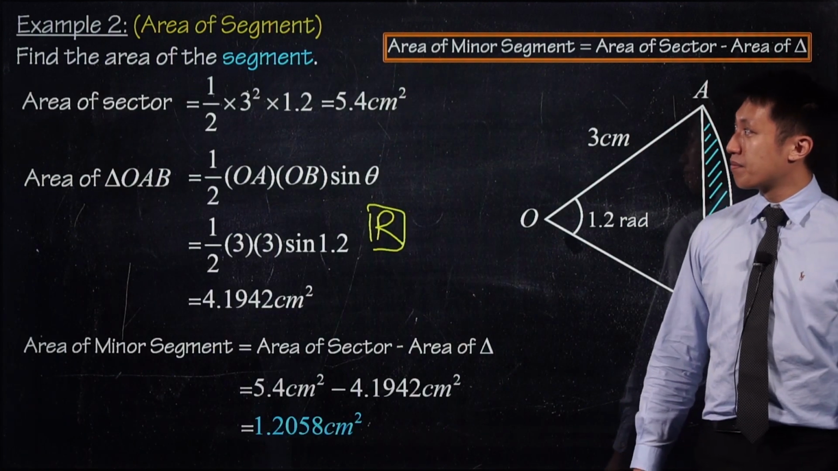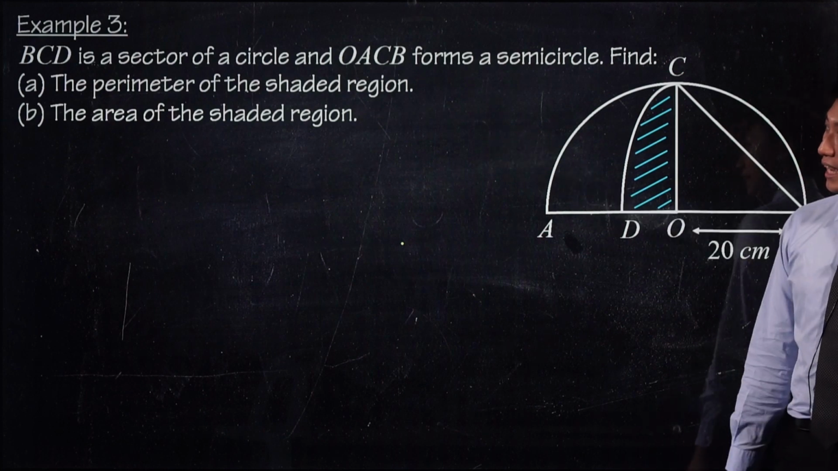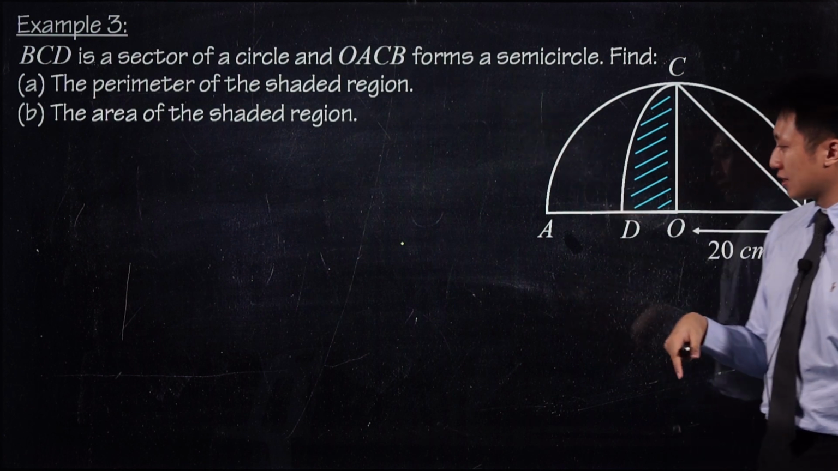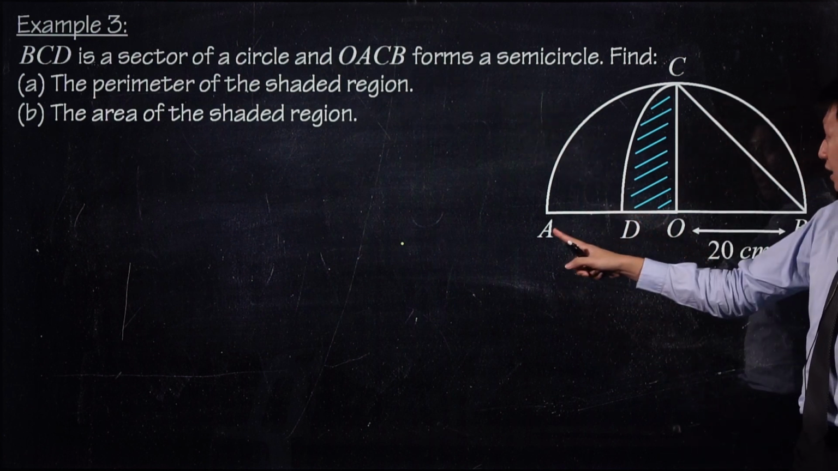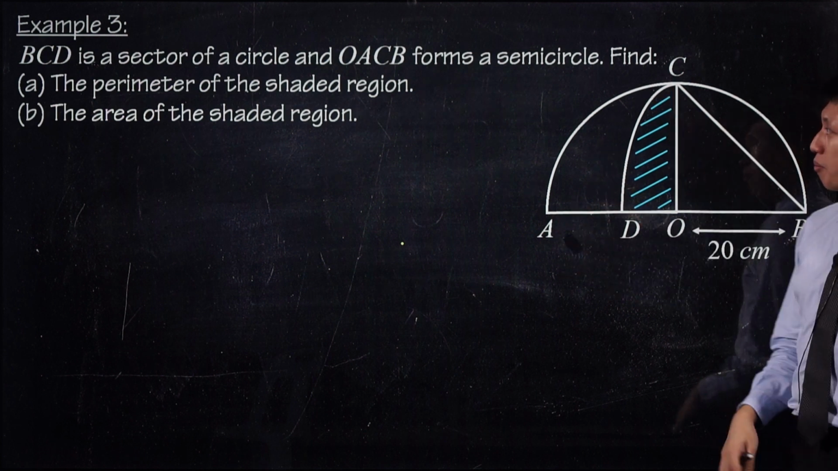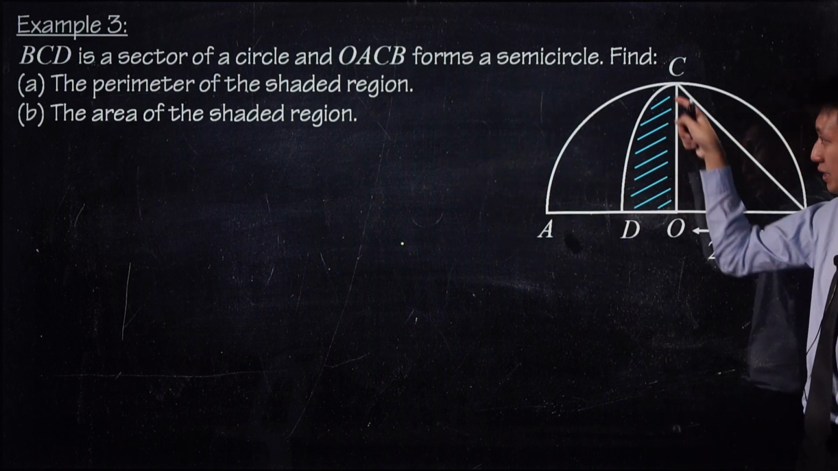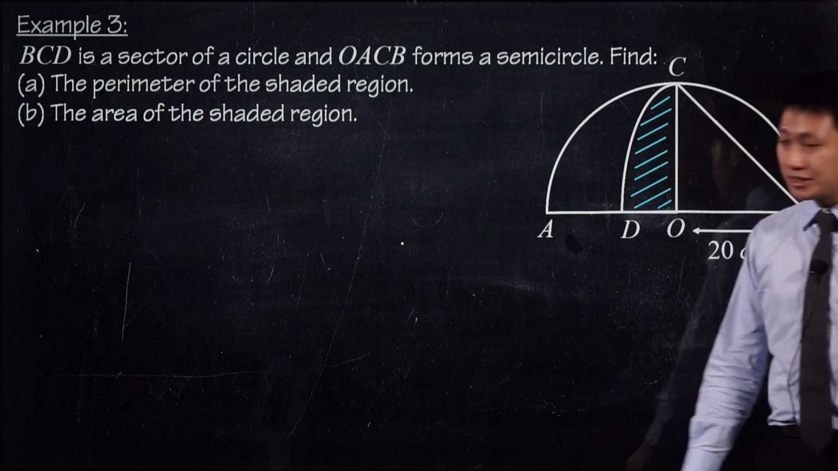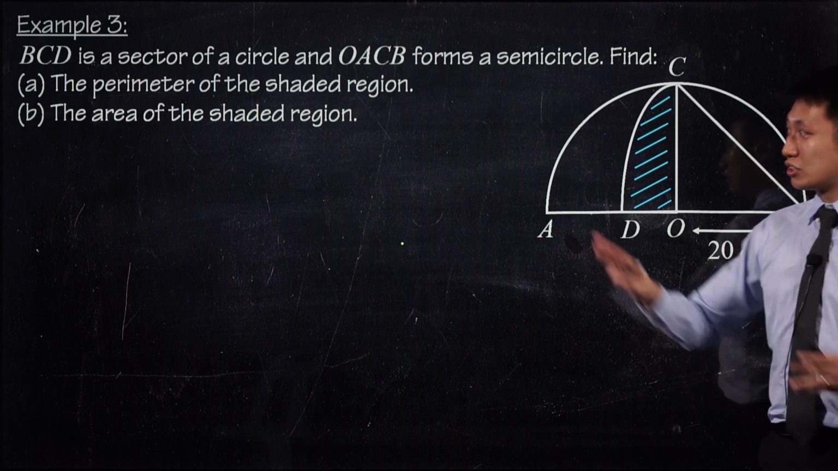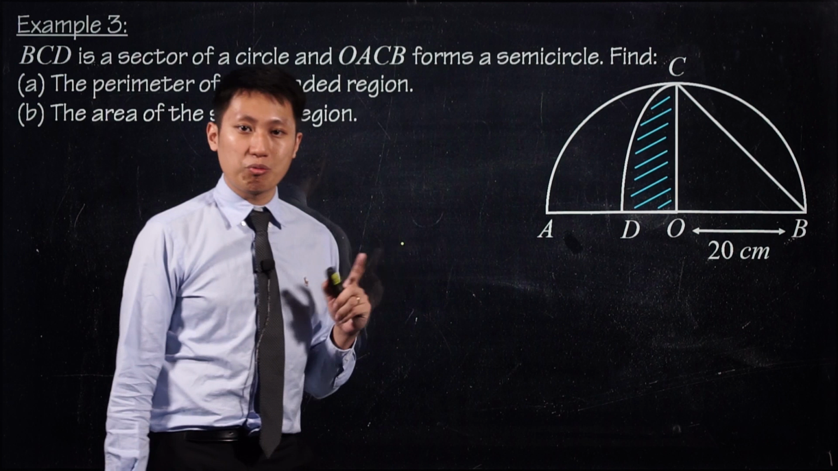Great. All right, next one. BCD is a sector of a circle and OACB forms a semicircle. Find the perimeter of the shaded region, which is this, then the area of the shaded region, this. Okay, so now let's not solve this problem first. Let's observe what is in here and see what we can do.